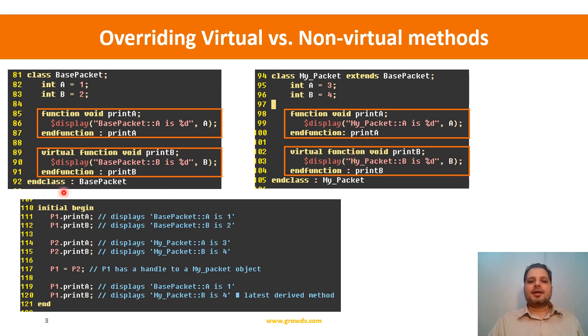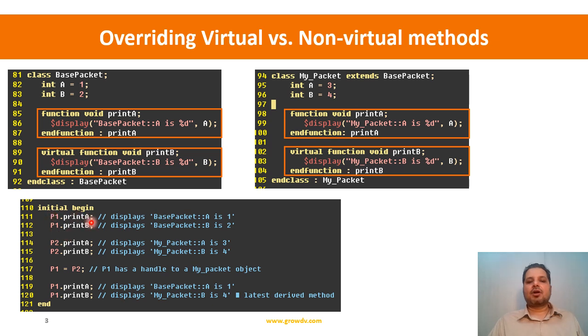Okay, now let's say I create, so here I have not shown that code, but there is a P1. P1 is of the type base packet, which is new and constructed, an object of P1 is constructed, and there is a P2 which is object of the type my packet, okay, and that also is constructed. And let's call these methods and see what happens independently.